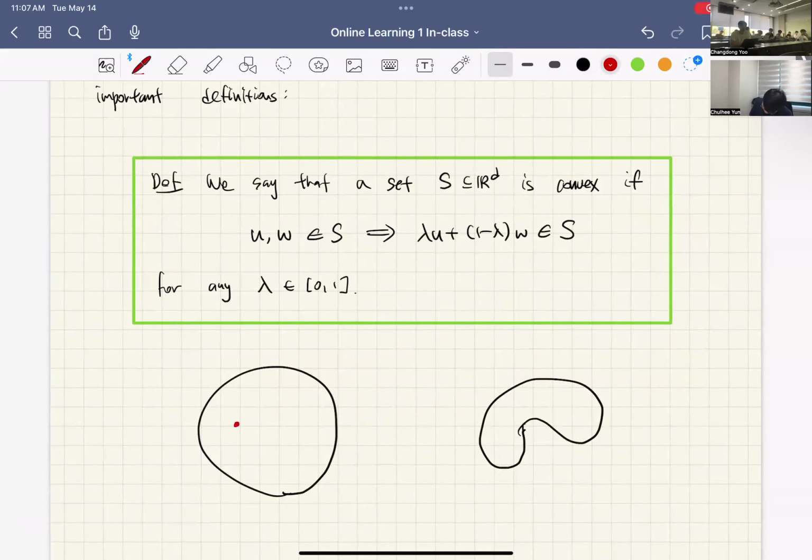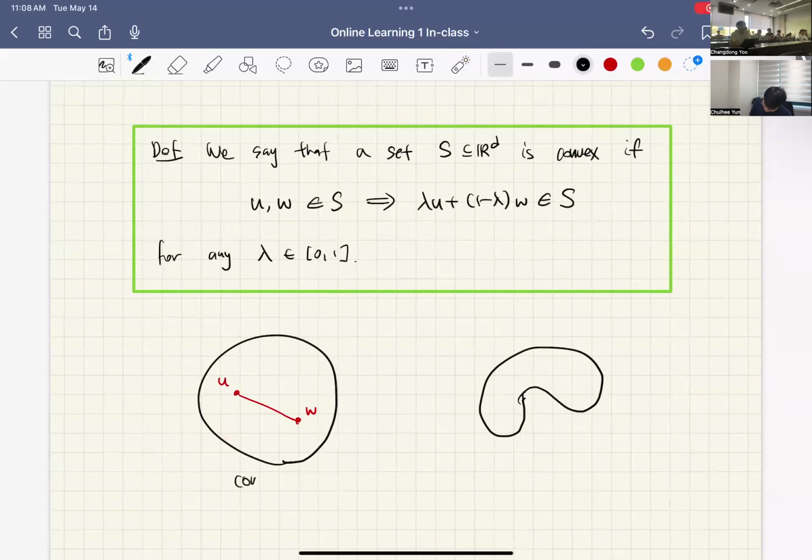So if you have U and W right here, then the points that correspond to lambda from 0 to 1 form the line segment connecting U and W. So the convexity requirement is that if you have two points, then the line segment connecting these two points must be fully inside the set also. In this example, the set is convex because if you choose any two points, the line segment between them is contained entirely in the set.